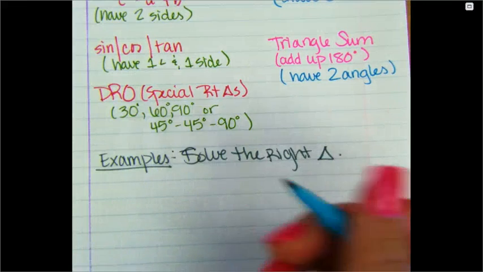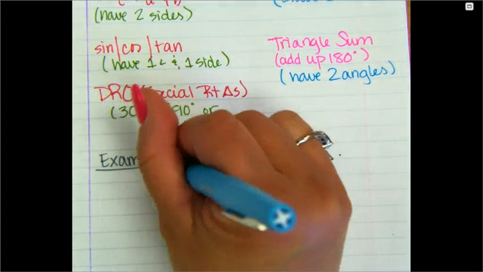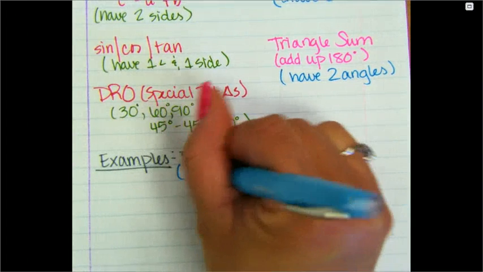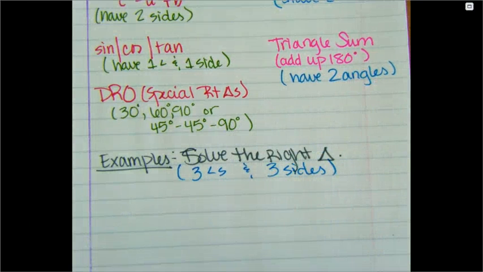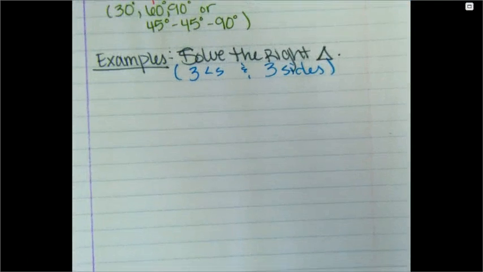What it means to solve the right triangle is you need all three angles and all three sides. Okay? So anytime you see the words solve the right triangle, you need all three angles and all three sides. Do you think that's a very good question for a test? No. Yes. It is.